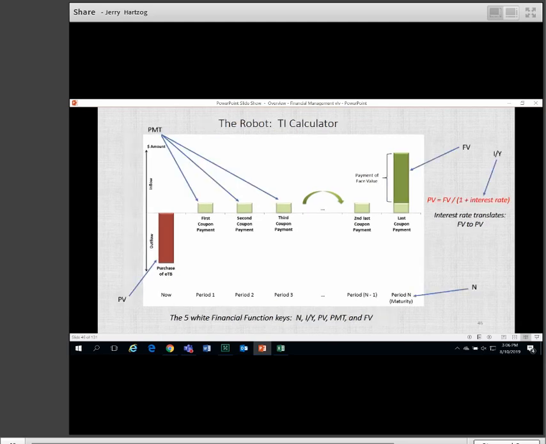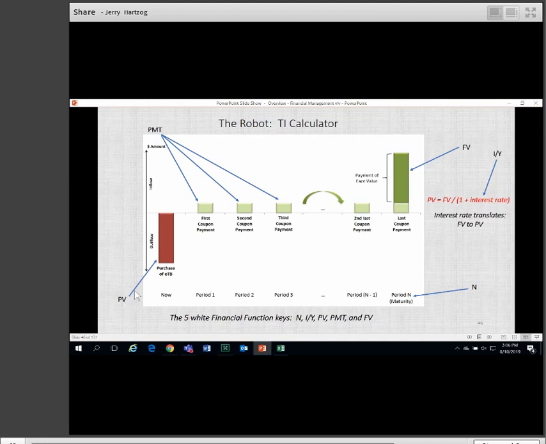And that's why we have a robot, that is the TI calculator. So on the calculator, you have 5 white financial function keys that are very important because they will help you solve very easily very complicated problems if you do it step by step by step. So let's look at them.